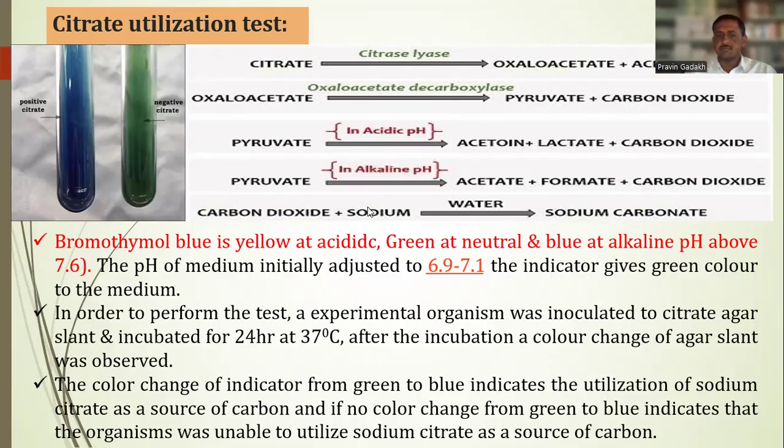If the carbon dioxide binds with the sodium, it forms sodium carbonate, which is an alkaline product. Due to that, the pH and the color of the media can change. Bromothymol blue, which is an indicator, is present in that particular media. In the diagram, we can see the media which is prepared before inoculation, and it is blue in color.